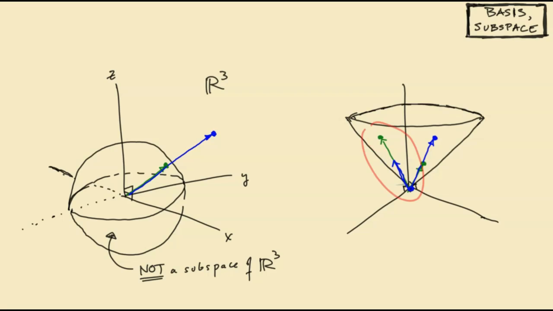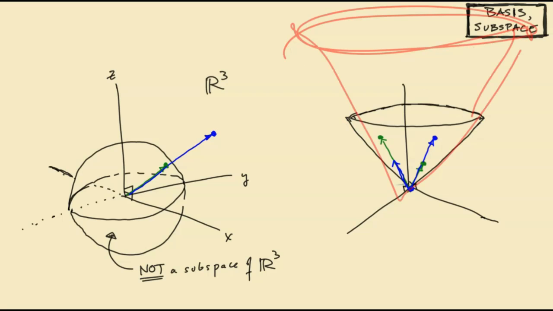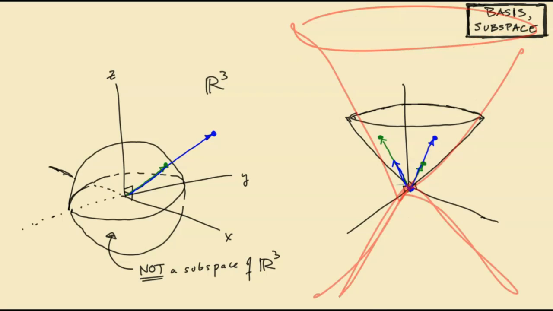But what if I scaled it by something negative? Like if I scaled it by -1. Ooh, that would put me back here and I would be off the cone. That means this cone is not a subspace. But wait, someone may object. If you've, say, studied conic sections in any serious way, you probably know that we often think of a cone not just as a single cone like that, but as a double cone.